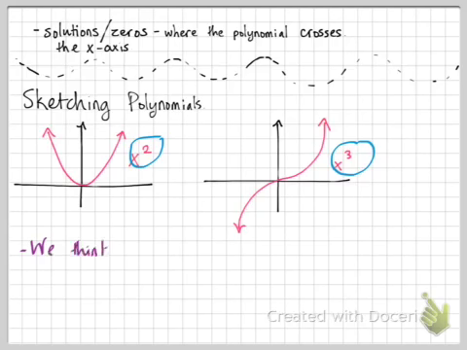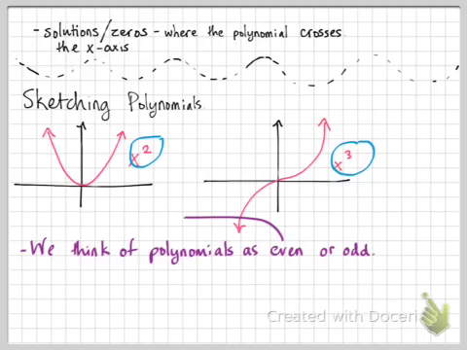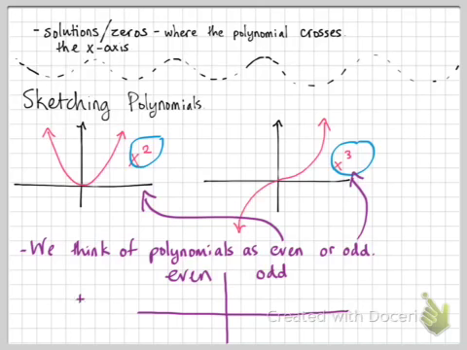So let's make a chart to think about these end behaviors. We think of polynomials as even or odd. All the even ones look kind of like x squared. All the odd ones look kind of like x cubed. So they're even or odd. Now the leading coefficient, that number out in front of the term that has the degree, will either be positive or it will be negative.